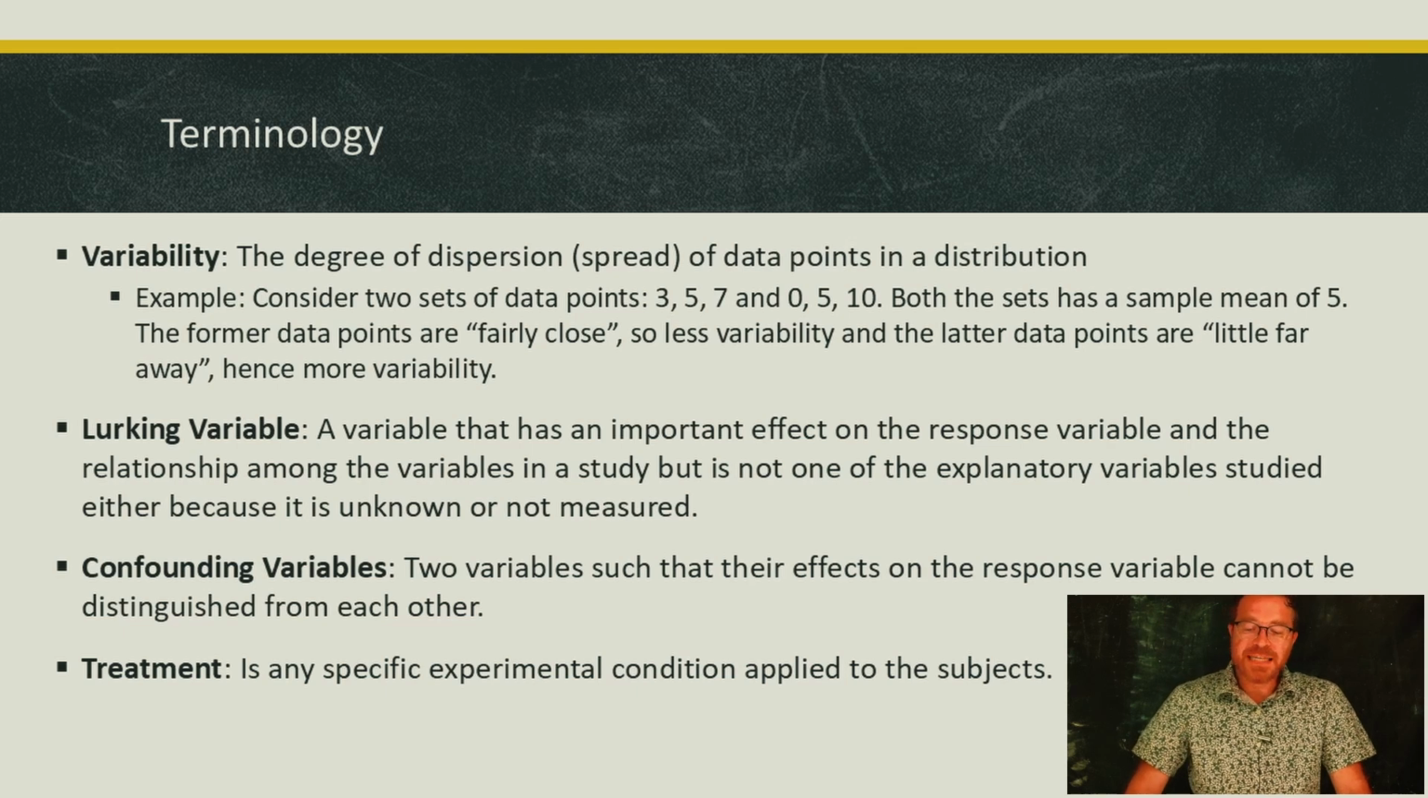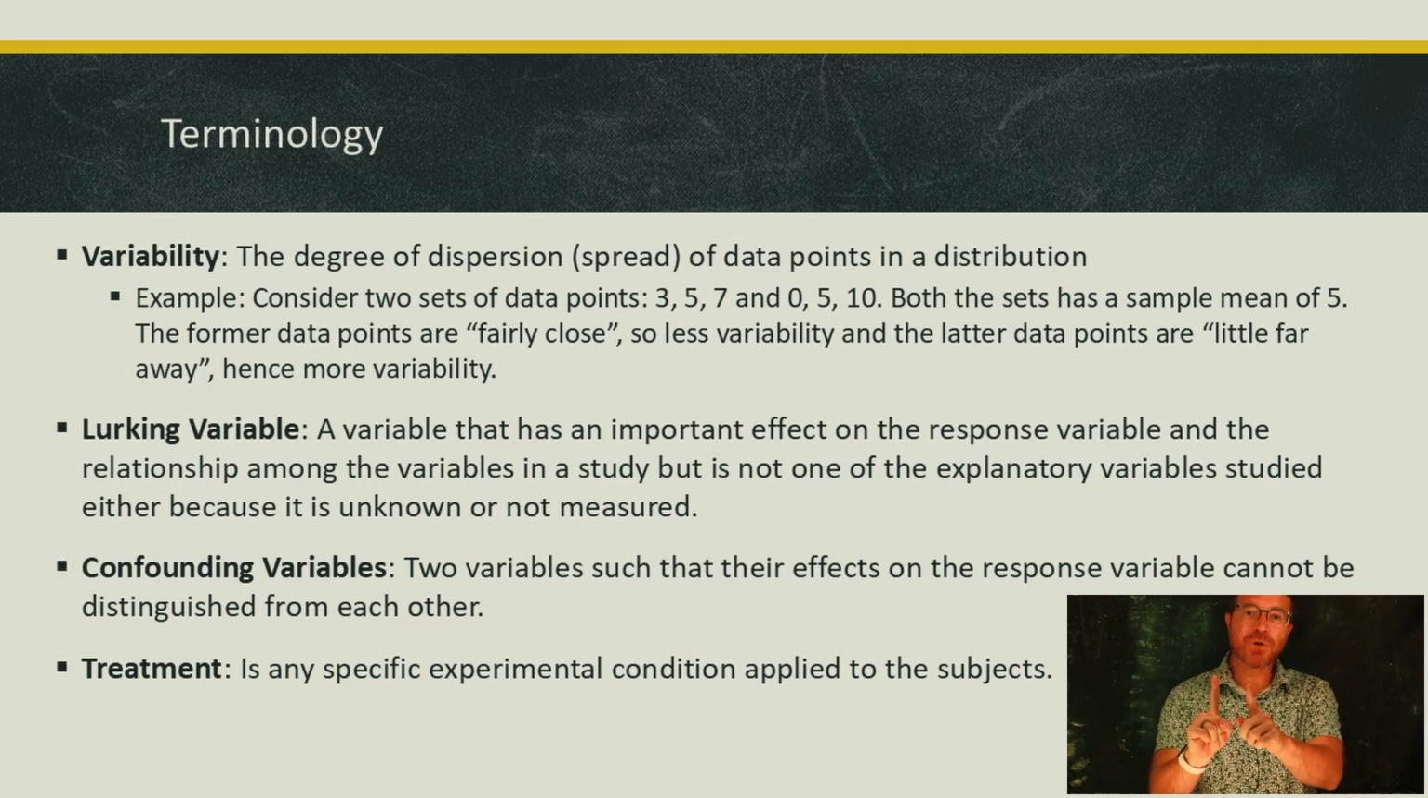So an example of this would be, consider these two sets of data points. You have 3, 5, and 7, and 0, 5, and 10. If I were to take the average of each of these, the first one: 3 plus 7 is 10, plus 5 is 15. To take an average, you divide by 3, and I get an average of 5. If I look at the second group, 0 plus 5 plus 10 also adds up to 15. I divide by 3, I also have an average of 5. So both of them have the same average outcome, 5.